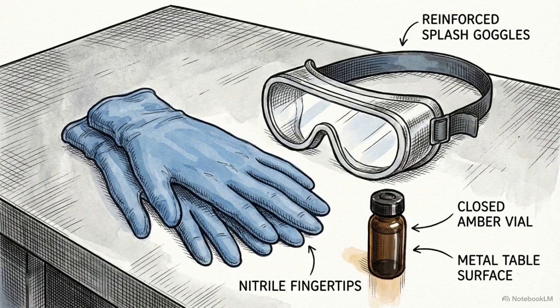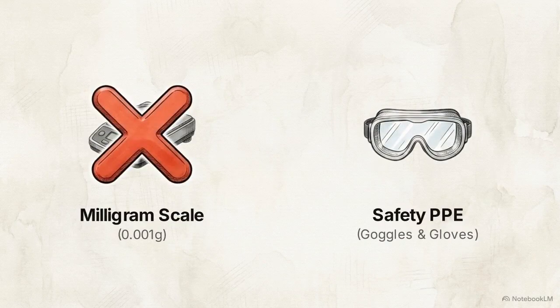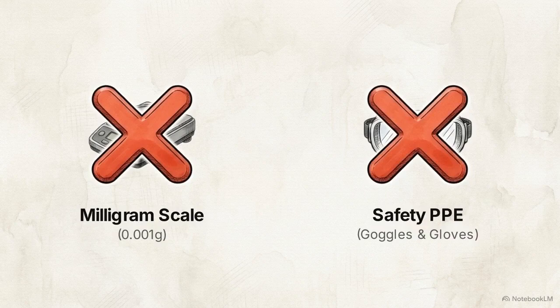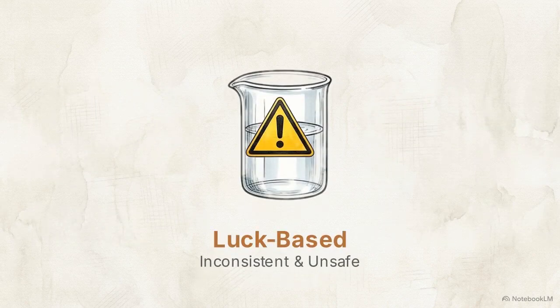Before opening any bottles, put on nitrile gloves and chemical splash goggles. Many raw aroma chemicals are potent skin sensitizers, and eye protection is mandatory when handling them. If you skip the milligram scale or ignore basic safety protocols, successfully replicating a fine fragrance formula becomes a matter of luck rather than skill.